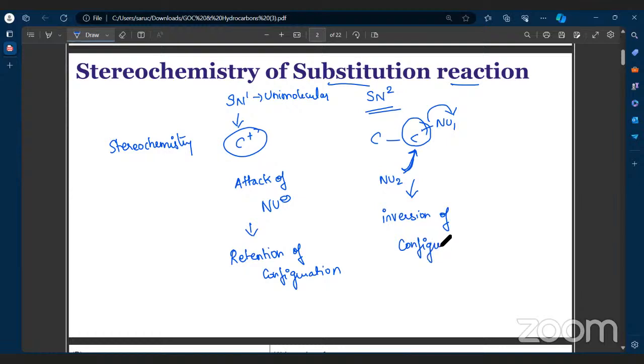Okay, so clear with this? So in SN1, retention of configuration, that is, the configuration will remain same. In SN2, the inversion of configuration takes place. What is meant by inversion of configuration? The configuration will just get inverted. So this is for SN1 and SN2. Clear with this, everyone? Shall we move to the question part?